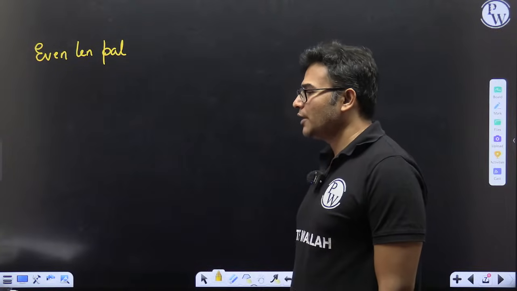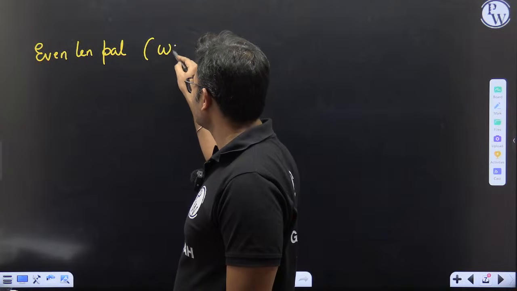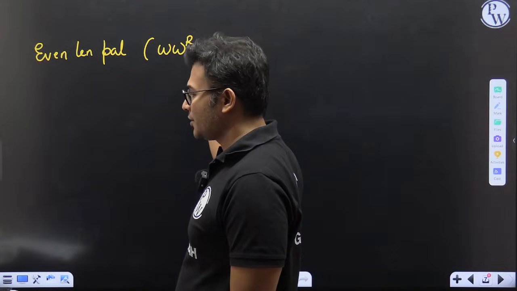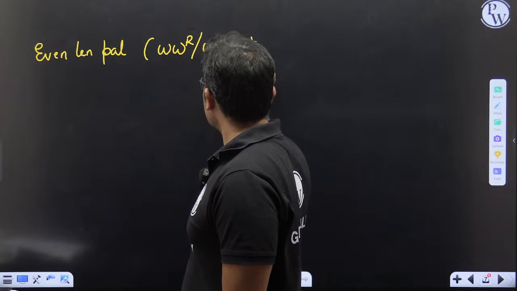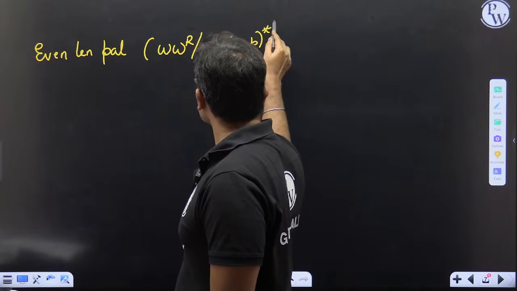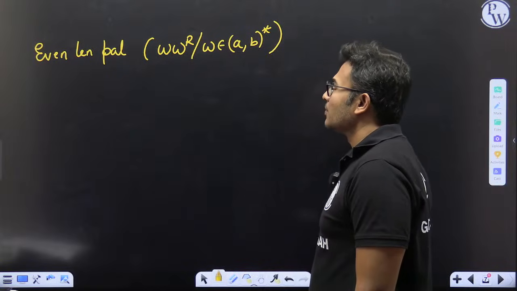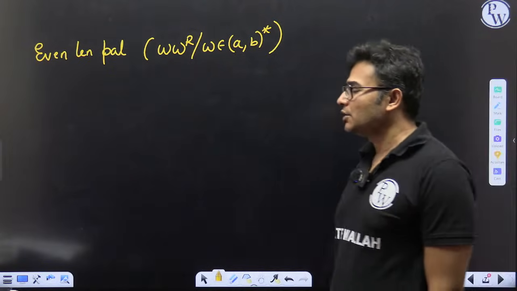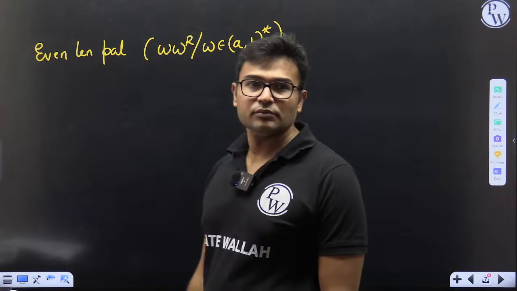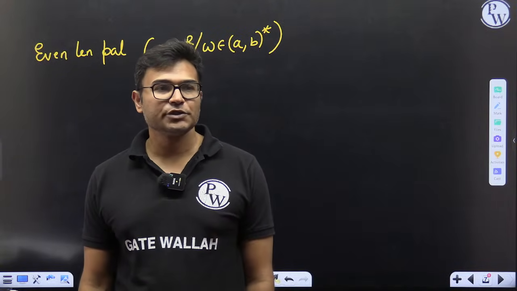So you can write even length palindromes like this: w w power r, such that w belongs to {a, b} star. This is how you write even length palindromes.